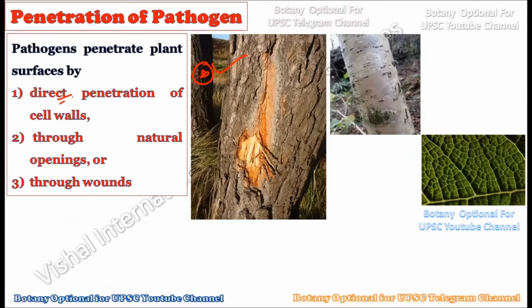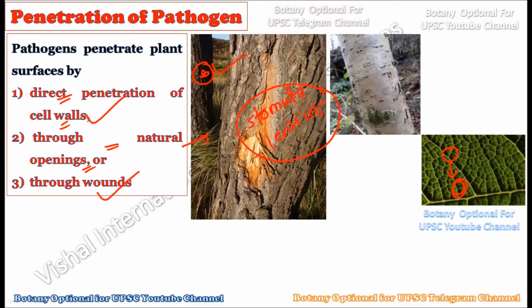The very first is the direct penetration of the cell wall. That is, if the pathogen lands on the plant surface, it can readily break its cell wall and enter internally into the cell. Okay, that is direct penetration through the cell wall. Then there is a second possibility, that is through the natural openings. As you know, natural openings are different types of openings found within the plant body. For example, there are stomata, right? There are lenticels. These are types of natural openings, and through these the pathogen can enter within the plant body.